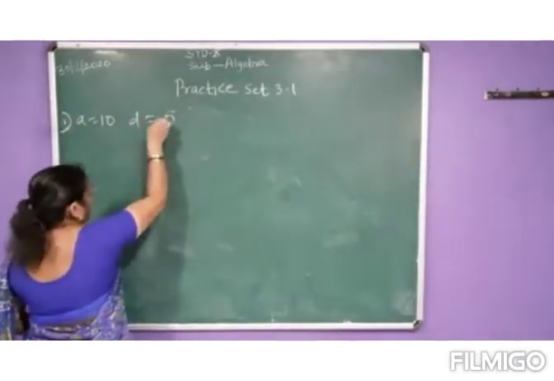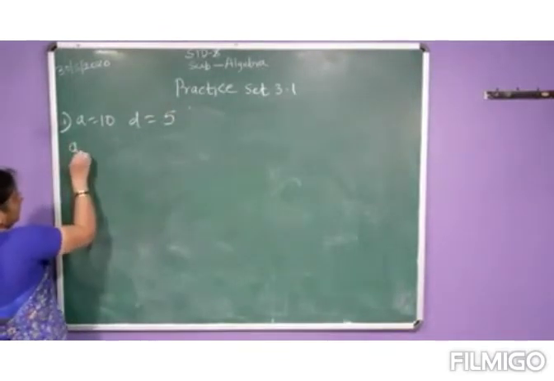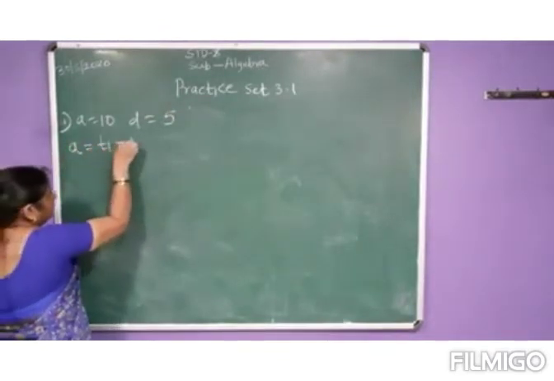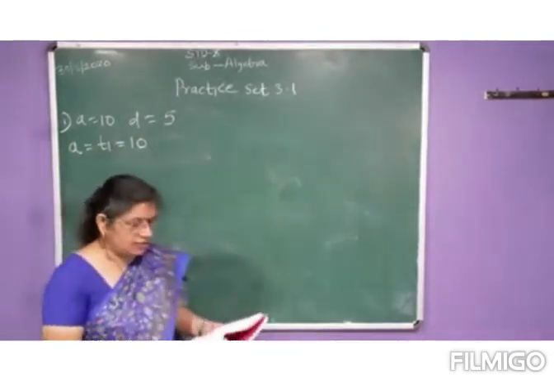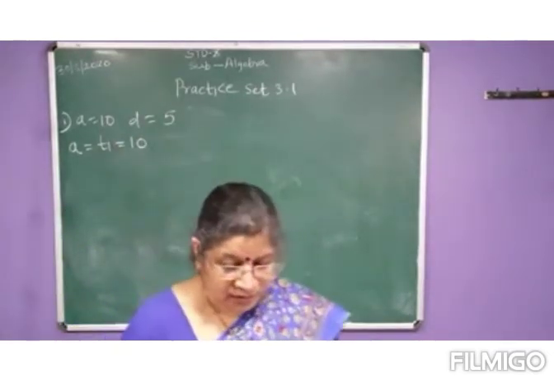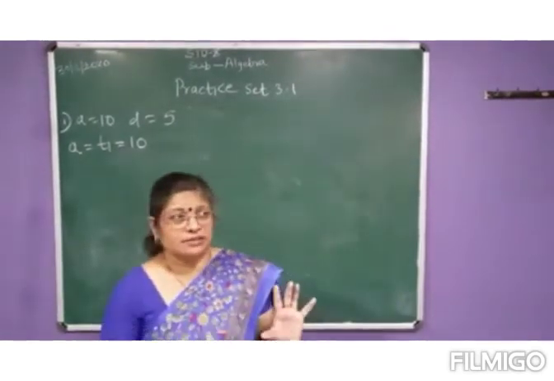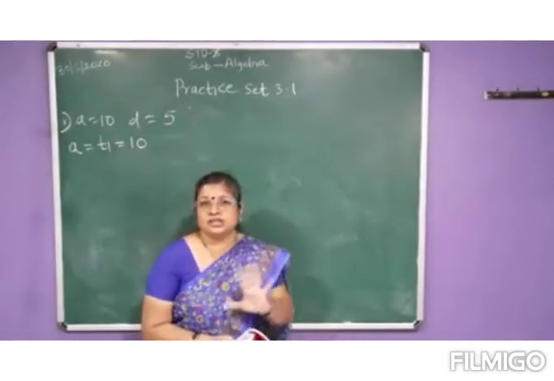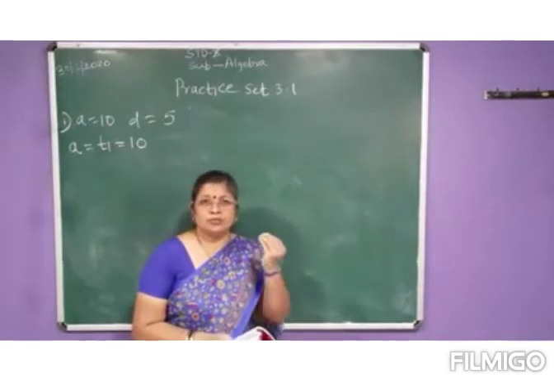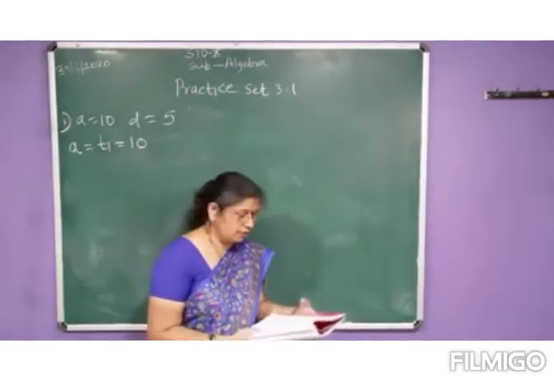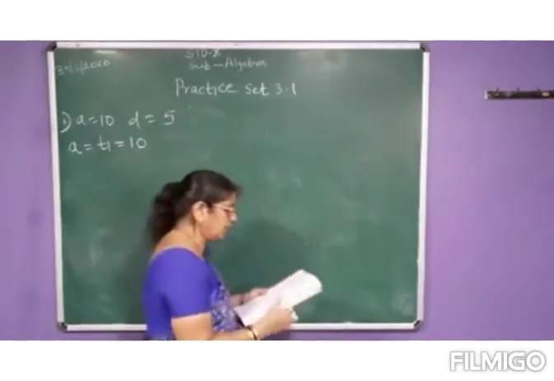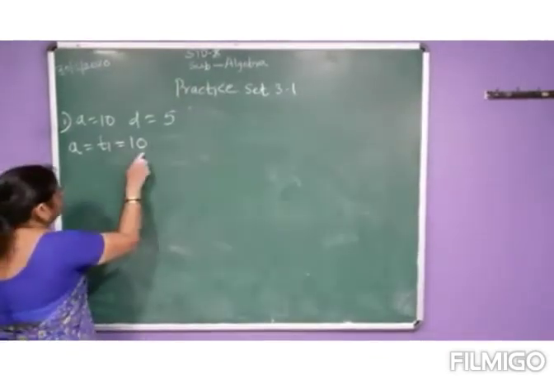equal to 5. Now A, as I told you, T1 is equal to 10. Now what you have to find out? We have to find out the 3 or 4 terms in this, as it is not mentioned in the question. So minimum 4 to 5 terms you need to find out. We will find out 4 terms. Okay. So now here T1 is equal to 10.